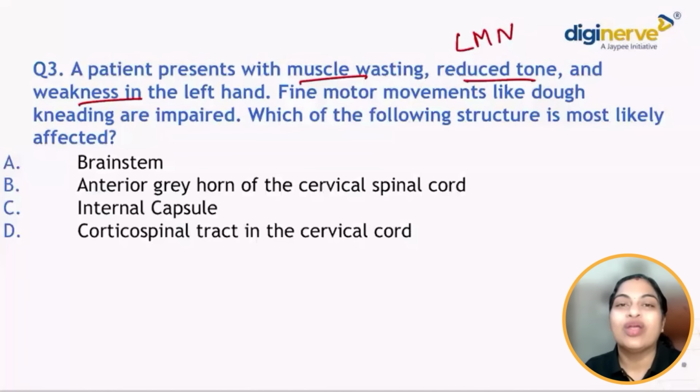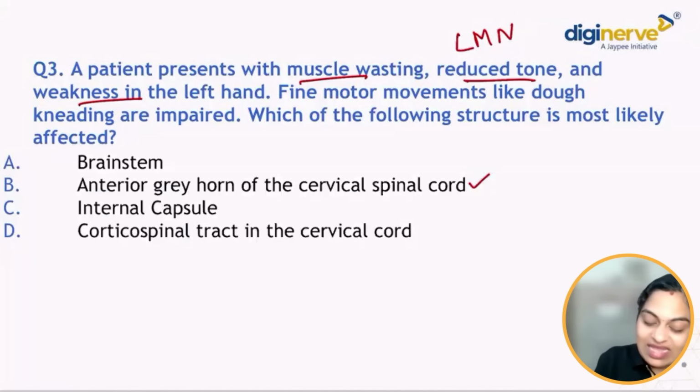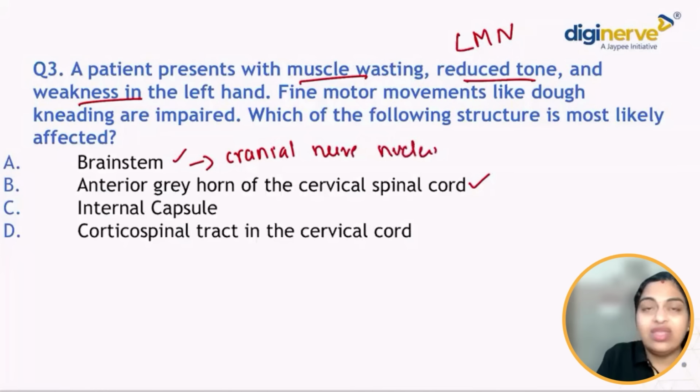Where are the lower motor neurons situated? Of course, in the spinal cord, and in the brainstem, where we get to see the cranial nerve nuclei that innervate the muscles of the head and the neck, right?